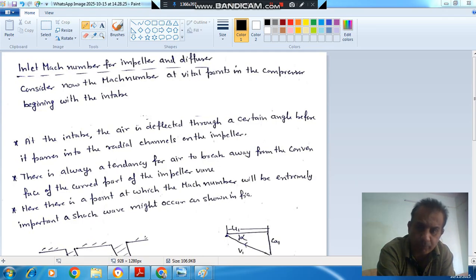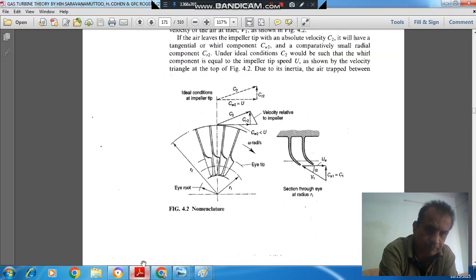At the inlet of the impeller, if we see this diagram, this is the inlet of the impeller. Here the flow enters the compressor axially, and then it changes direction to the radial direction.